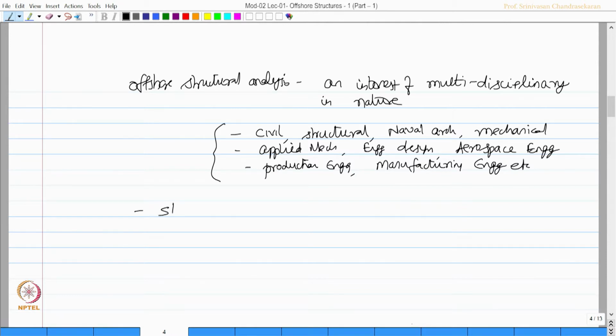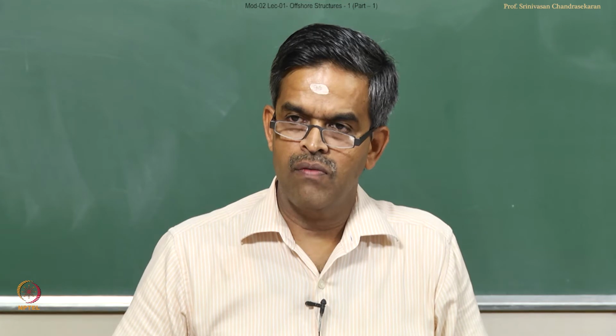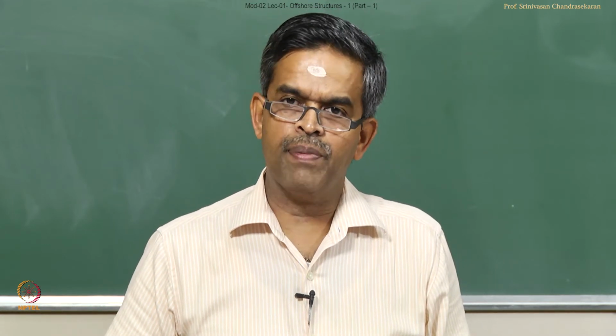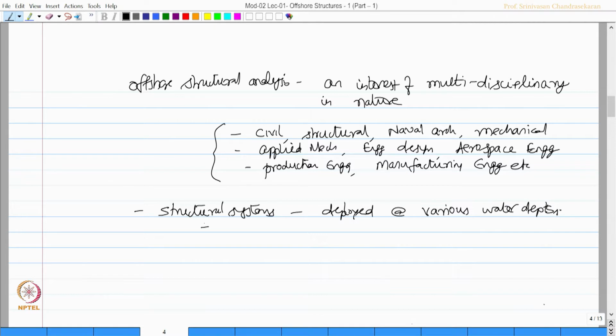So, offshore structural systems are essentially deployed at various water depths, because friends, as you go away from the coast towards the mid sea, the water depth in ocean keeps on varying. As you correctly guessed, water depth near the coast would be very shallow. As you move far away from the coast towards the mid sea, it will become deeper and deeper. So, offshore structural systems are deployed at shallow waters, medium water depth, deep water and ultra deep water.